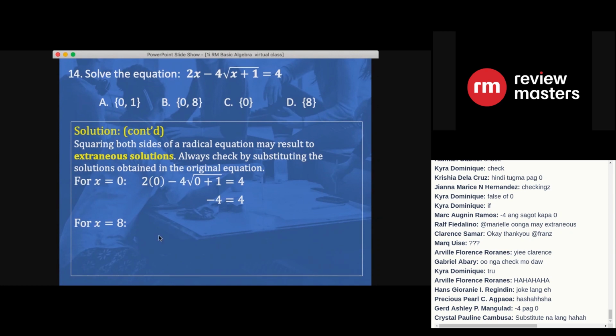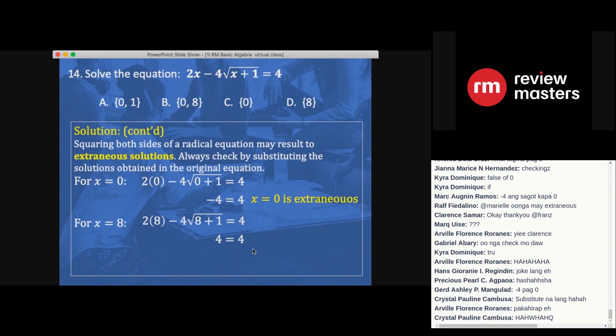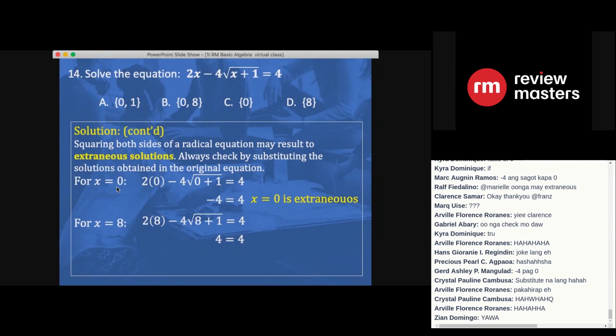How about 8? 2 times 8 minus 4 times square root of 8 plus 1, 4 is equal to 4. So meaning this one is true. And since this is true, the correct solution is only 8 and not 0 and 8, because 0 is what we call an extraneous solution. Okay? So the answer is letter D. That is choice letter D.